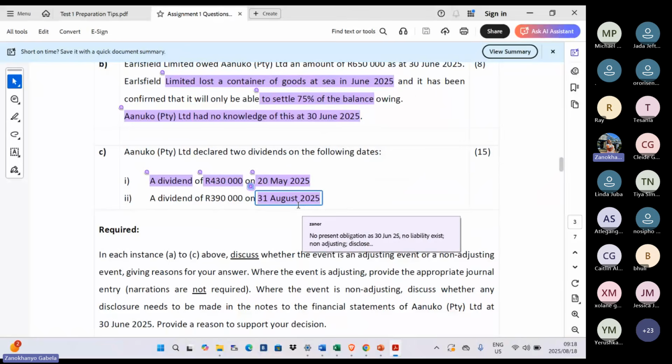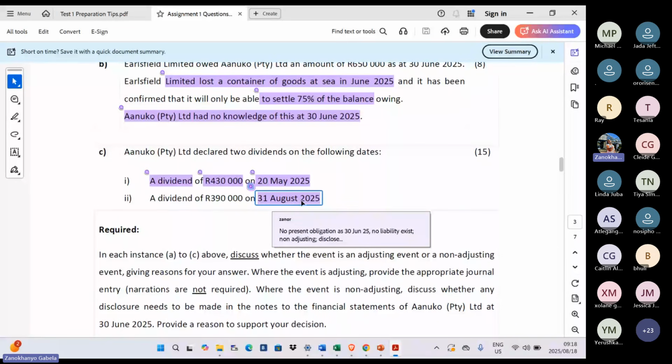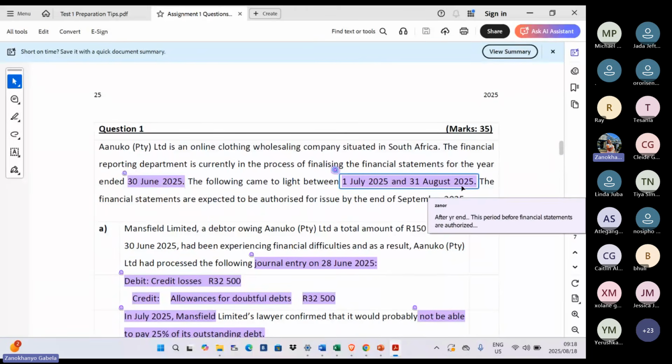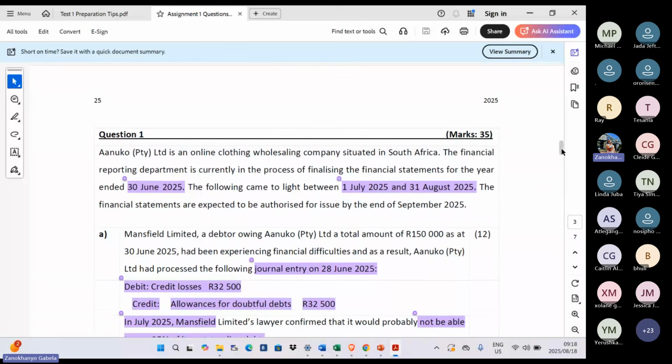But what do we do? We disclose. So we will disclose this dividend. We will mention that a dividend of 390 was issued on the 1st of August 2025. Simple. But on which financial statements? Again, absolutely don't forget: on the ones that end on 30 June 2025, even though it was issued on the 1st of August 2025, because we are ruled out by this timeline here. Hence, you needed to highlight that part.